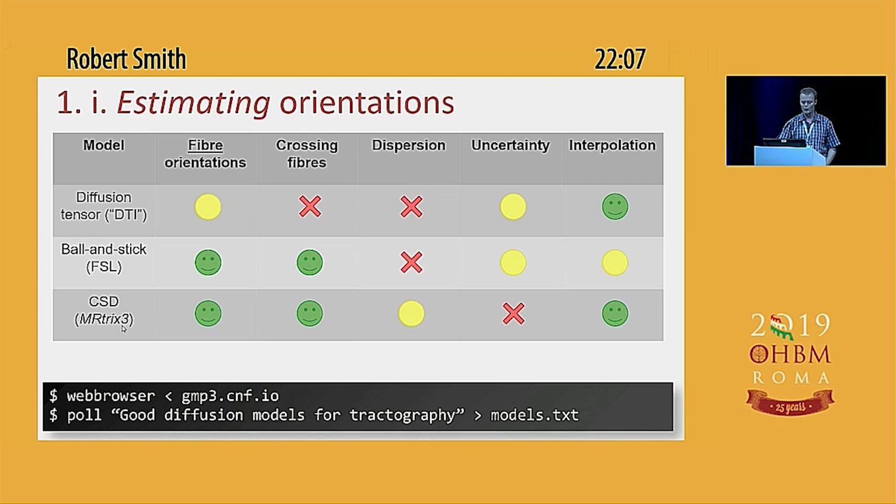With the software that I work on myself called MRTRIX3, the underlying diffusion model we use is called constrained spherical deconvolution, or just CSD for short. So with this one, we do get somewhat of an estimate of fibre orientation dispersion. We can perform interpolation reasonably well. Again, I don't want to torture you with all of the intricate details of these. The main point that I want to convey is that whenever you see a particular diffusion model or tractography algorithm, you want to think critically about whether or not these kind of needs are satisfied.